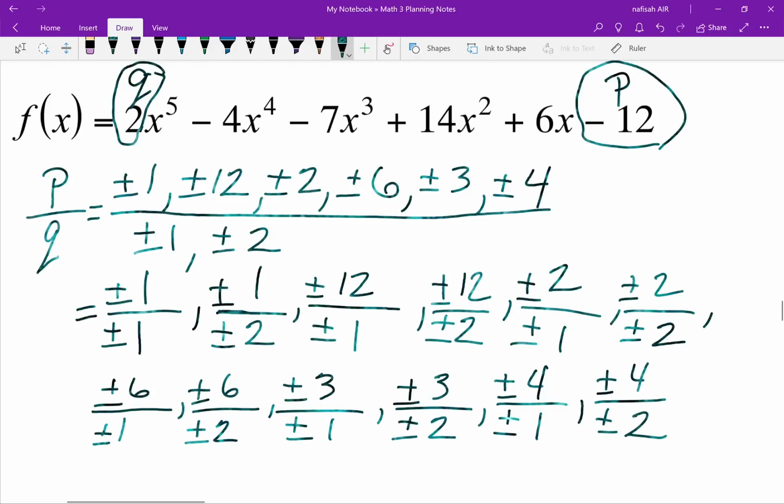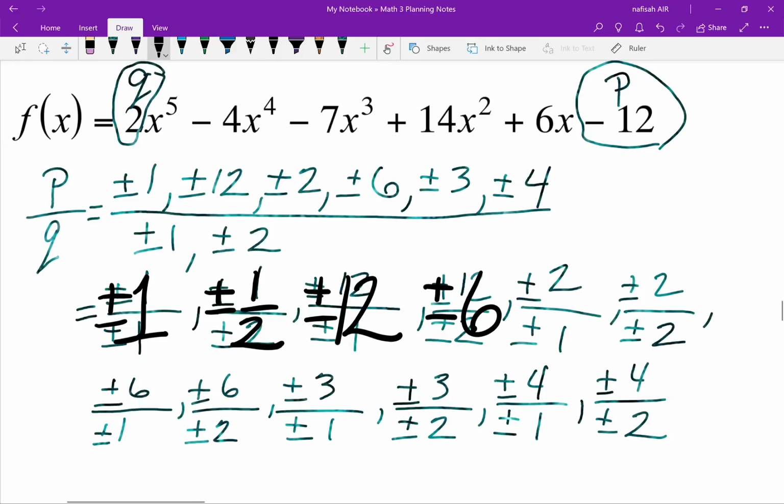So the last thing I need to do is just simplify anything that I can. So if I'm looking here, I have plus or minus 1 over plus or minus 1. That is simply plus or minus 1. 1 divided by 1 is 1. This right here, 1 divided by 2 is 1/2. 12 divided by 1 is 12. 12 divided by 2 is 6. 2 divided by 1 is 2. 2 divided by 2 is 1.